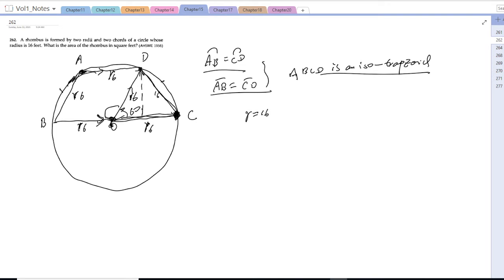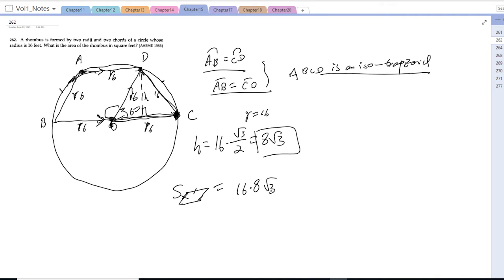So you know the height. The height is 16 root 3 over 2, so it's 8 root 3. Once you figure out the height, you figure out the area of the rhombus. The rhombus is a parallelogram whose two adjacent sides are equal. So it's 16 times 8 root 3.